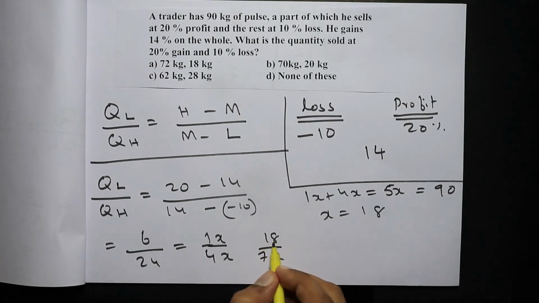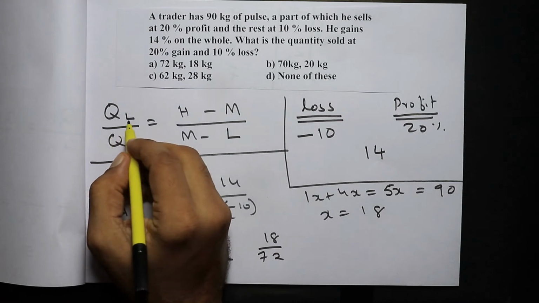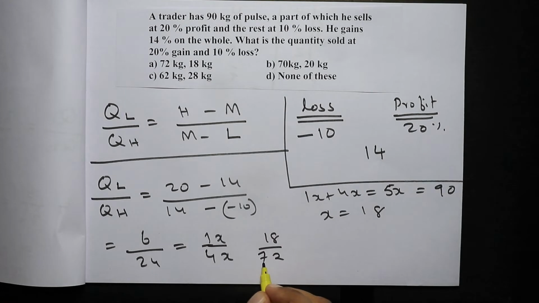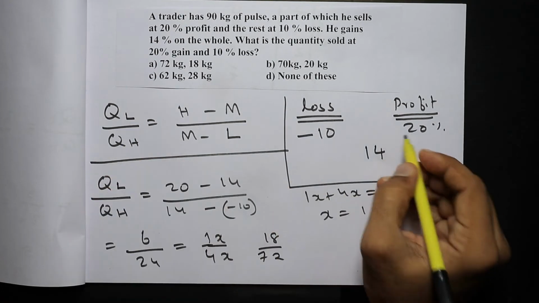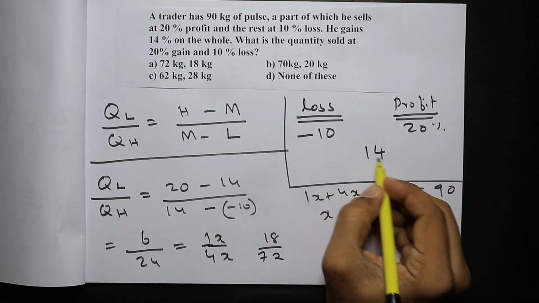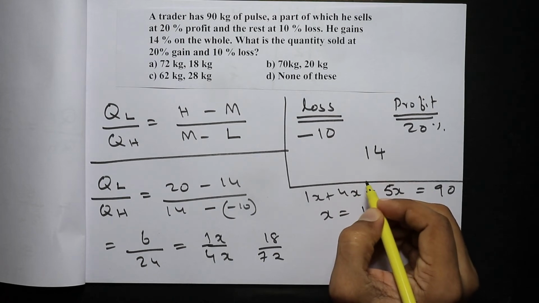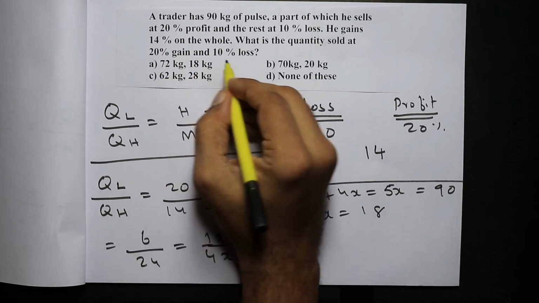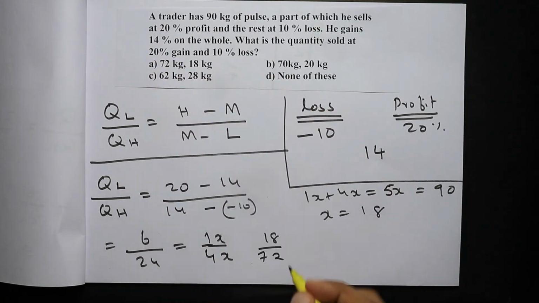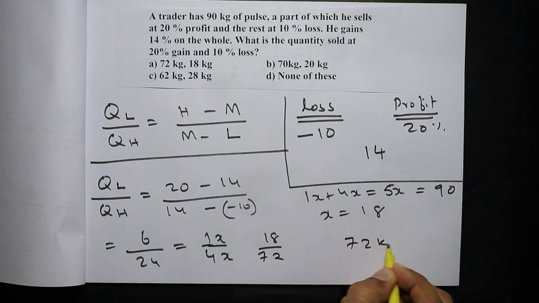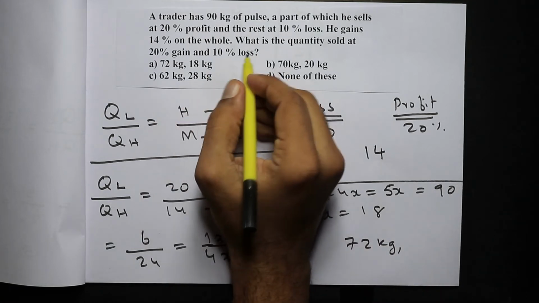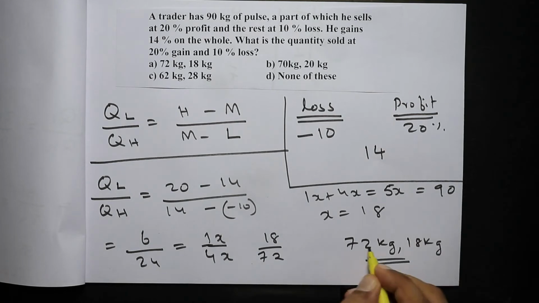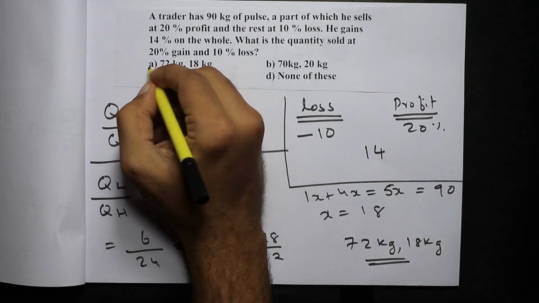So 18 kilograms should be sold at the lower profit, that is loss of 10%, and 72 kilograms at higher percent profit, that is 20% profit. Then overall he'll get 14% profit. So what is the quantity sold at 20% gain and 10% loss? 20% gain is 72 kilograms and 10% loss is 18 kilograms. So answer is 72 and 18. That is option A.